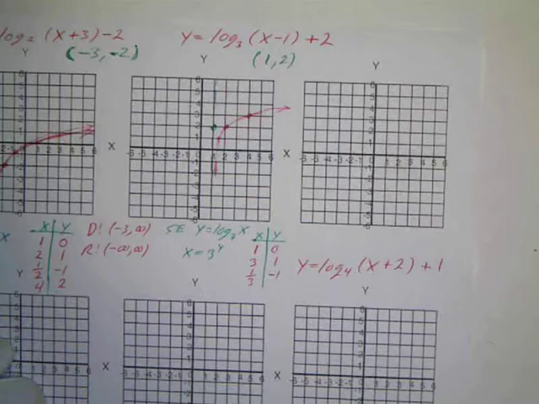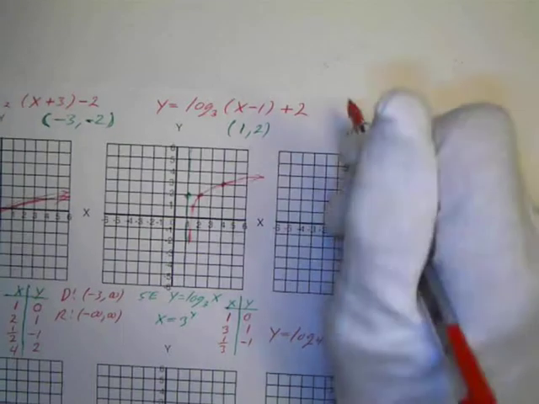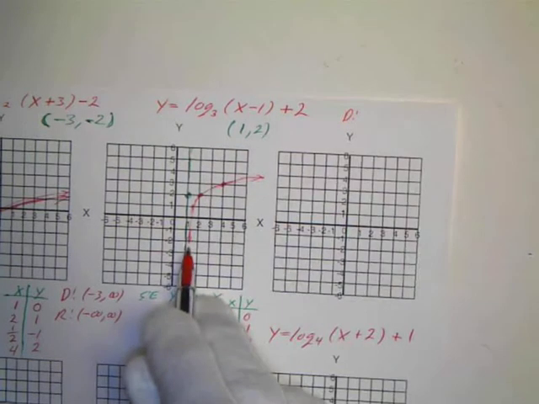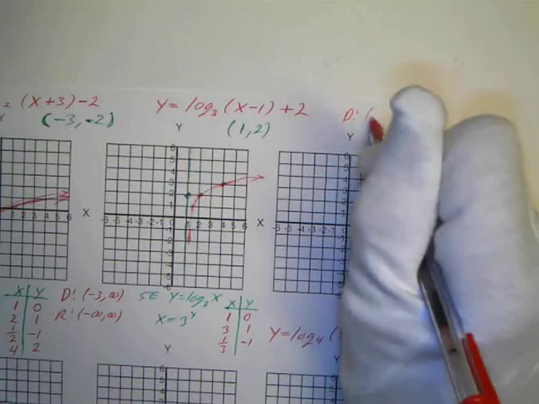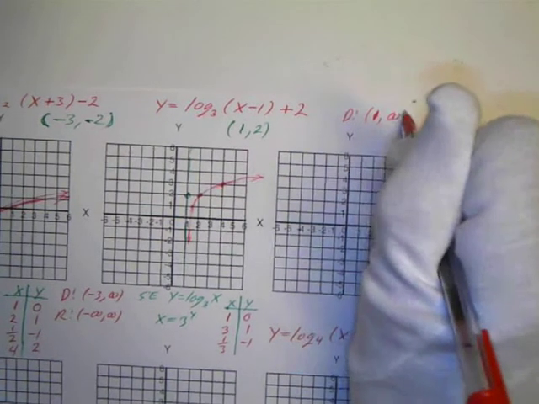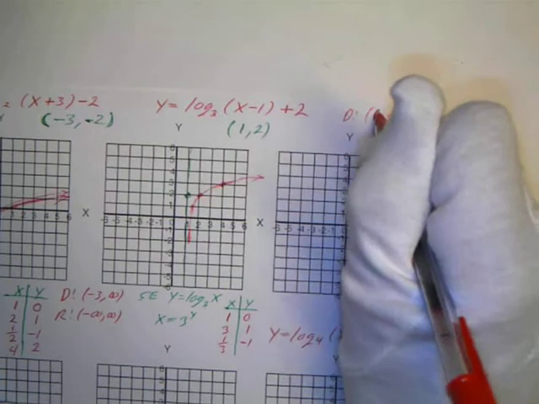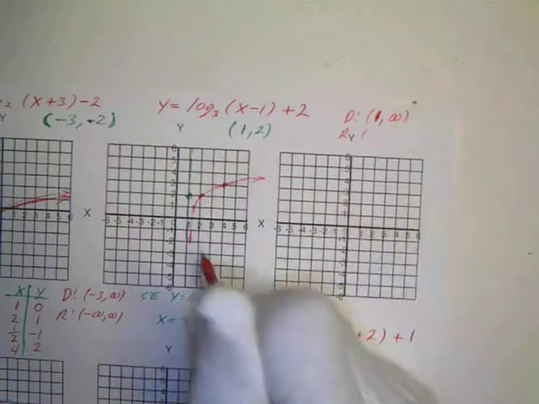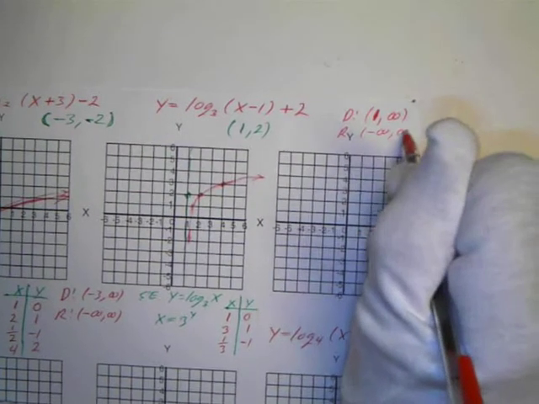And then you can see the domain. I can write that over here, I guess. The domain is starting at 1 but not equal to 1, so it's going to be open at 1 and goes to infinity. So the domain would be 1 to infinity. And then the range will be negative infinity to positive infinity.